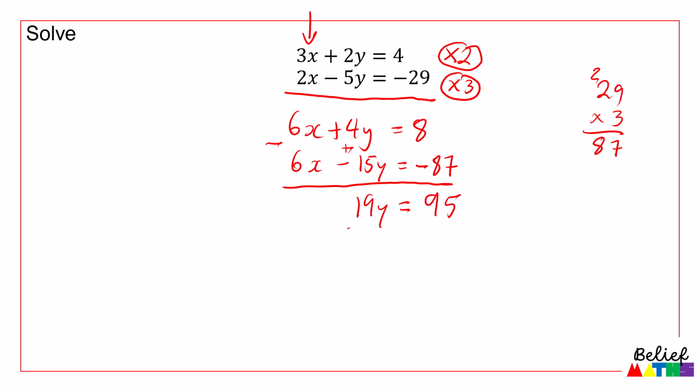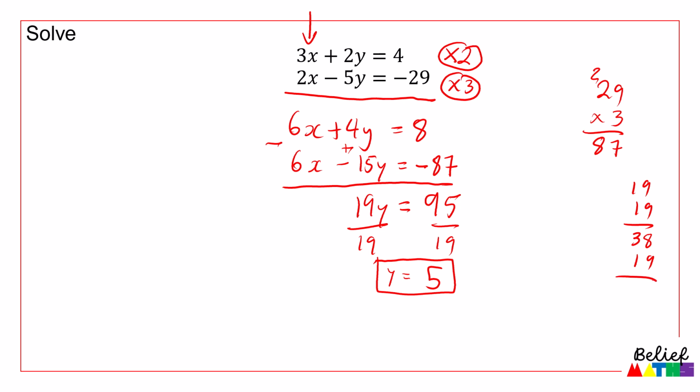Okay, now to finish this, divide them both by 19. And you might need to check this, but we can see that 95 divided by 19 should give us 5. So y is 5 in this case. Now if you can't do that in your head, just on the side, just do 19 plus 19, gives you 38. Add another 19, gives you 57. And another 19 will give you 76. And another 19 will give you 95. And you can see that's 1, 2, 3, 4, 5 19s. That's why it's 5.